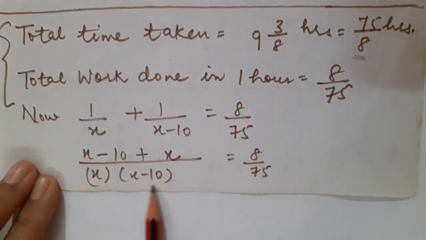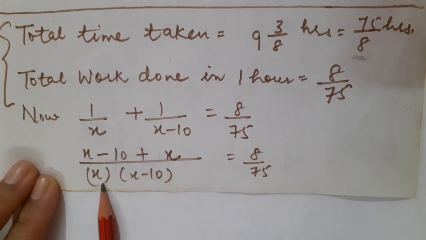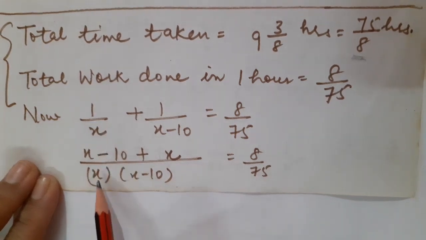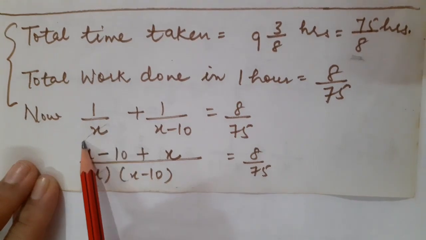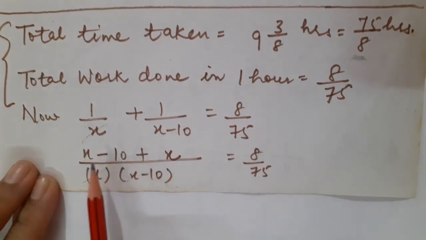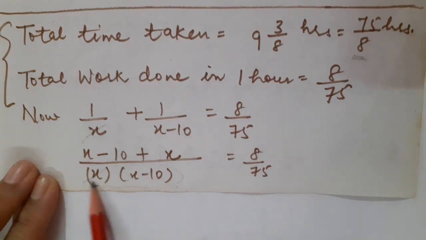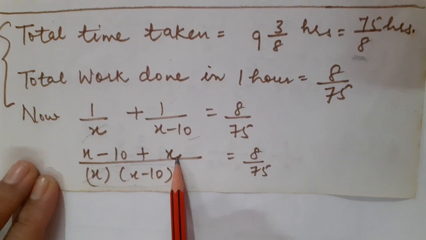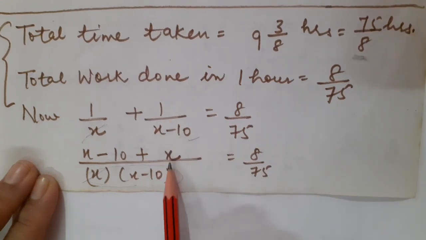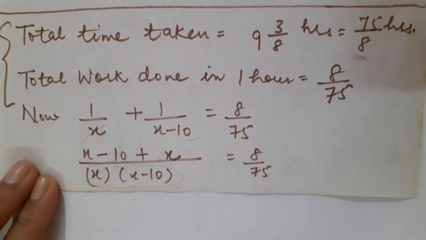I am going to take the LCM of the terms which are written on the left hand side. That would be x into (x minus 10). This x into (x minus 10) will be divided by x, so x and x are going to be cancelled. Here I have got x minus 10 plus, when this complete LCM will be divided by (x minus 10), I have got x only. And x will be multiplied by 1, that would be x. Correct, children? Is equal to 8/75.